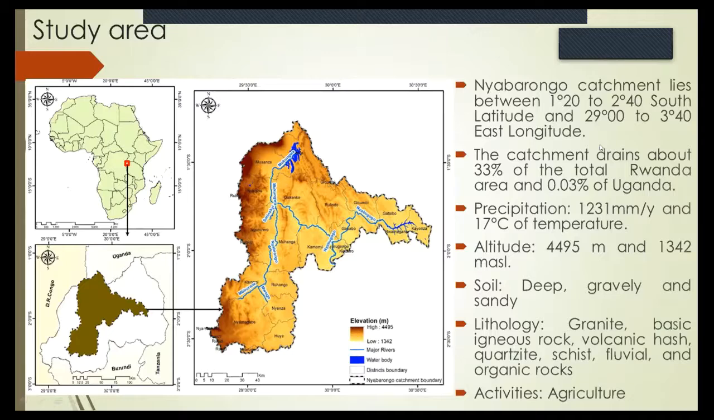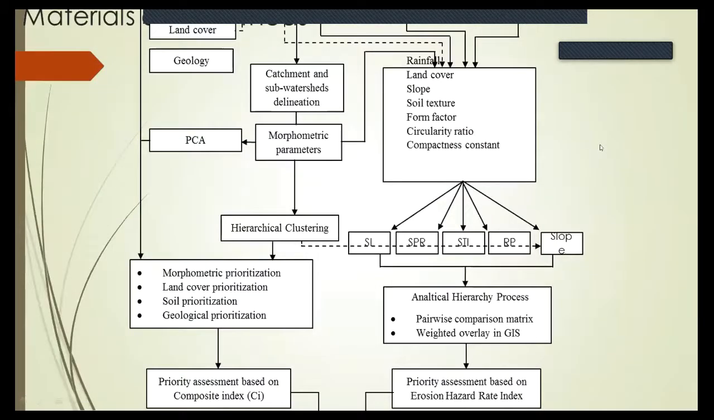Here we have the methodological flow, which was used to assess the watershed prioritization. Here we have the first approach, and there we have the second approach. The CI, or composite index, used the morphometric, land cover, soil, and geology, while on the other side, the erosion hazard rate index used five factors: soil loss, sediment production rate, sediment transport index, runoff potential, and slope.